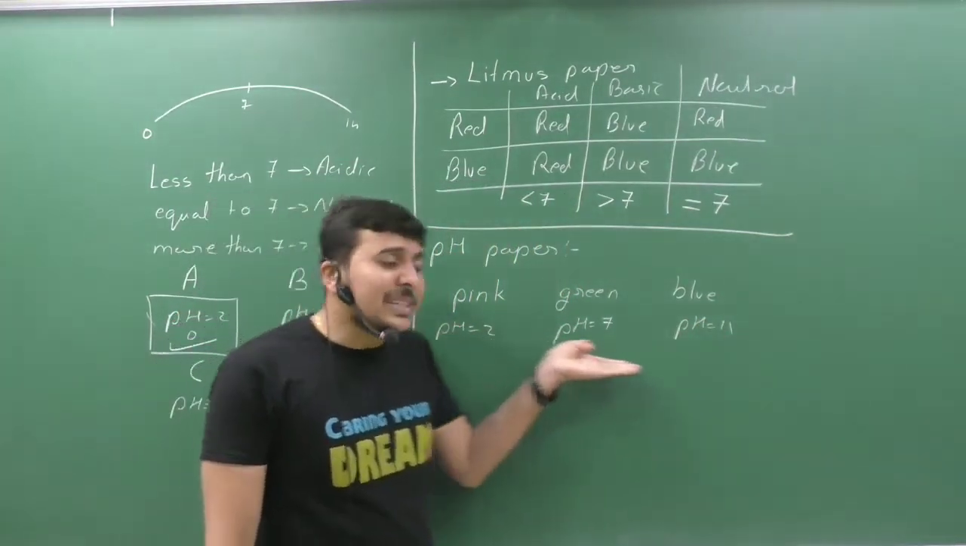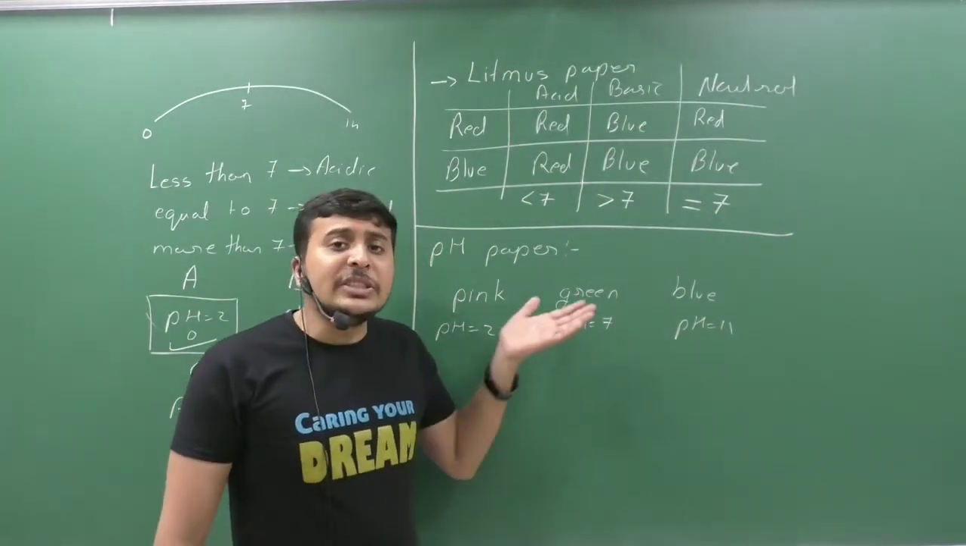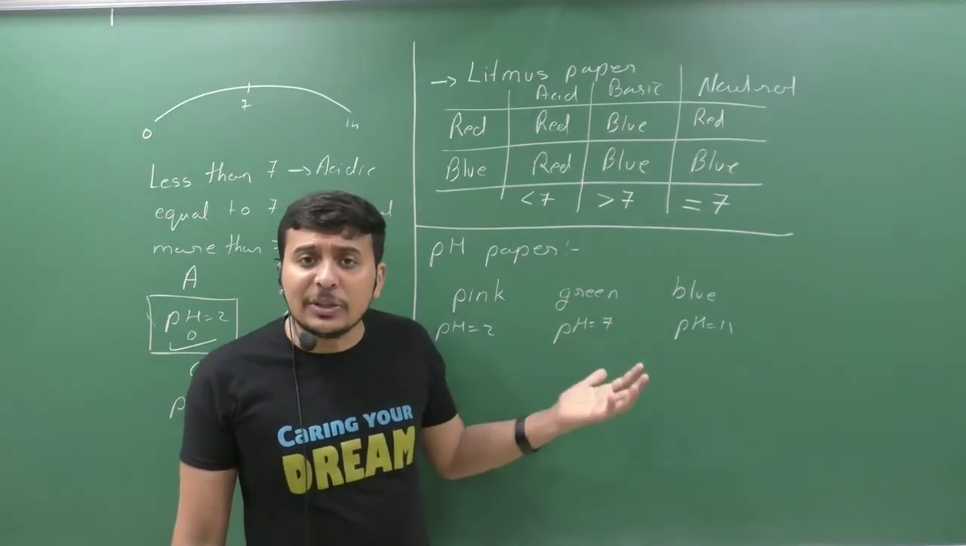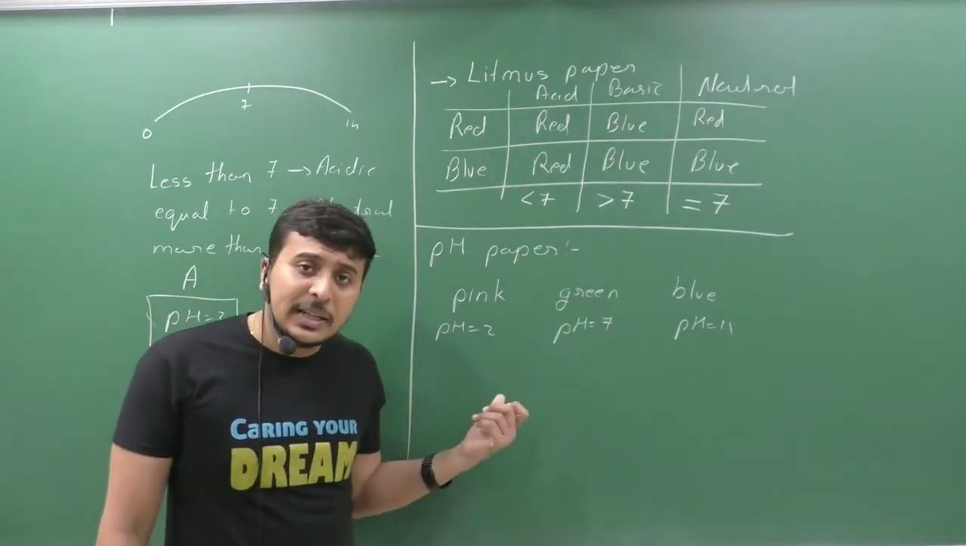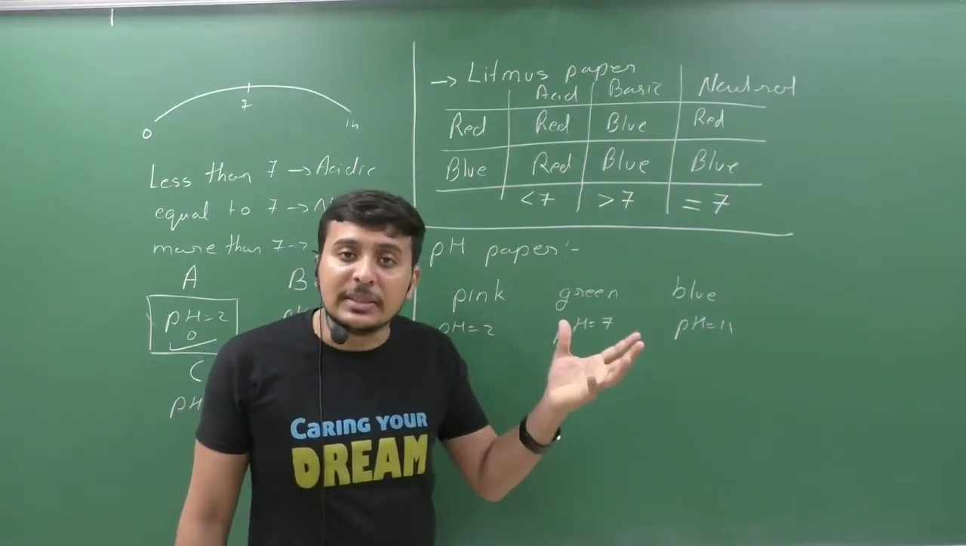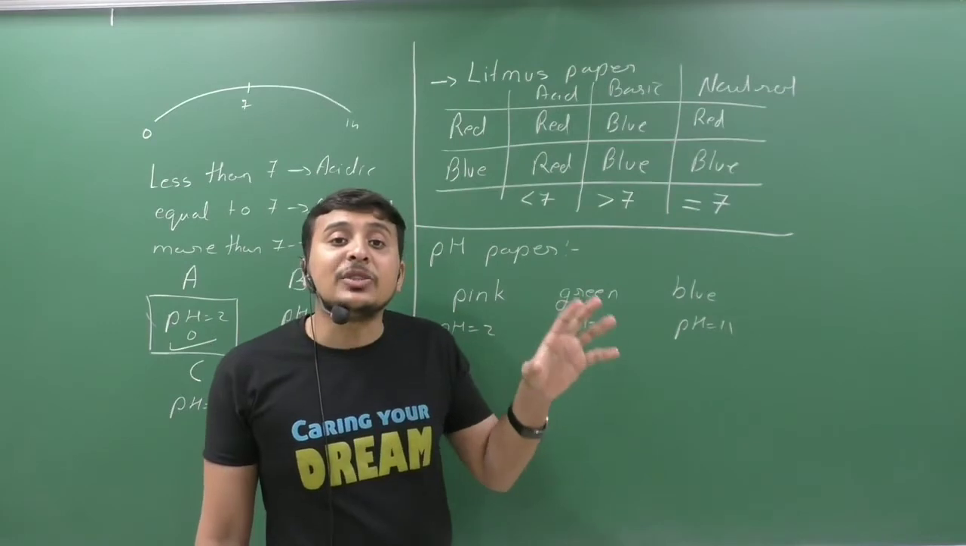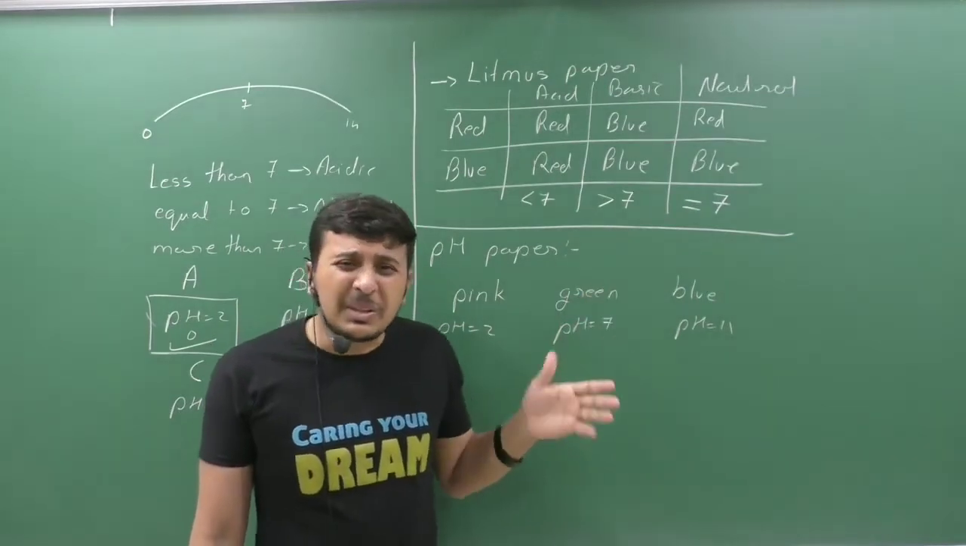So these are the pH values. It means different colors have different pH. Orange, yellow, blue, violet, indigo, pink, red. So we have different types of colors. The paper will change its color into these different colors, and according to the color, we can say that the solution has this much pH. But how can we remember?